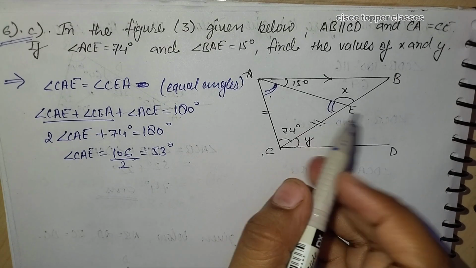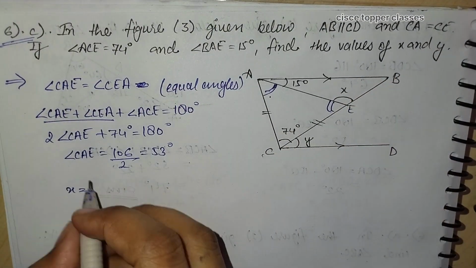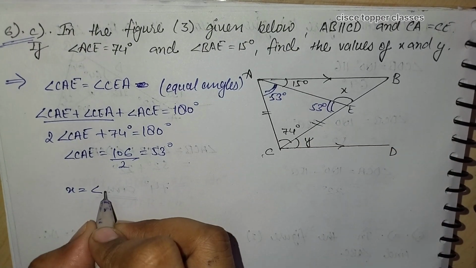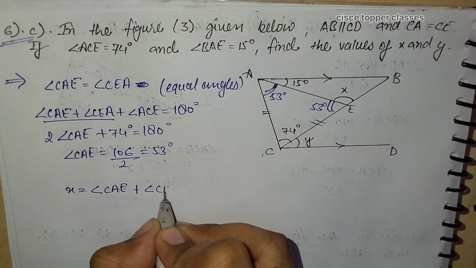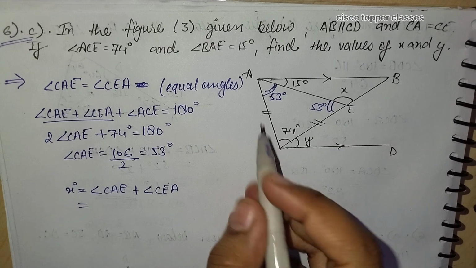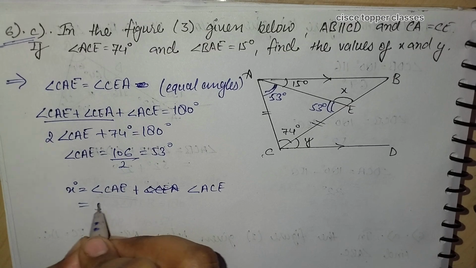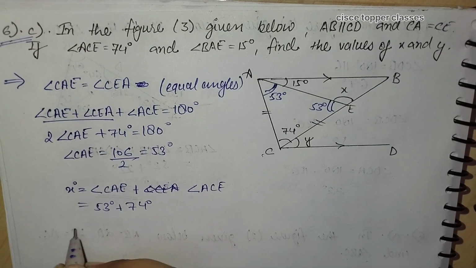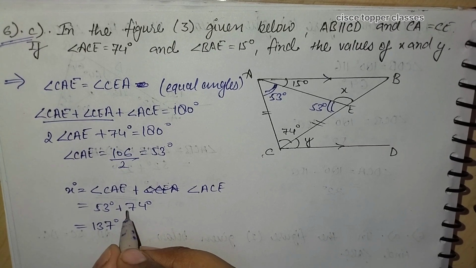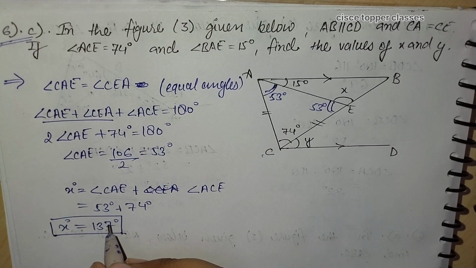Now, to find the value of x, we can use that the two opposite angles are equal to the exterior angle. This is 53 degrees, this is 53 degrees, and this is equal to 74 degrees. We can simply write angle CAE plus angle ACE is equal to x degrees, because this is the exterior angle of this triangle. So CAE is 53 degrees and this is 74 degrees. On adding this, we will get 127 degrees. So this is the value of x here, which means 127 degrees is the angle here.